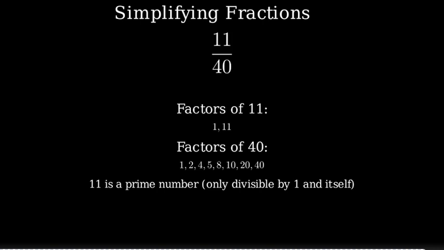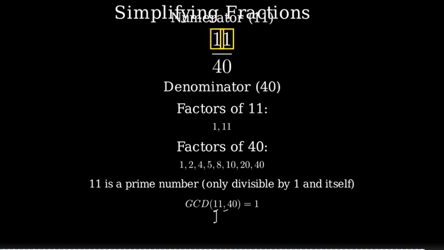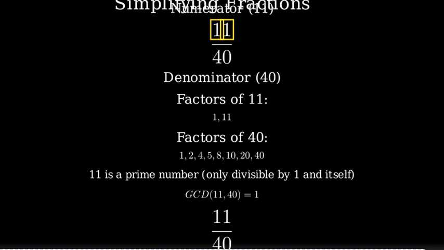The factors of 40 are 1, 2, 4, 5, 8, 10, 20, and 40. The greatest common factor of 11 and 40 is 1. Since the greatest common divisor is 1, it means the fraction 11/40ths is already in its simplest form. We cannot simplify it further. Therefore, the simplified form of 11/40ths is 11/40ths.